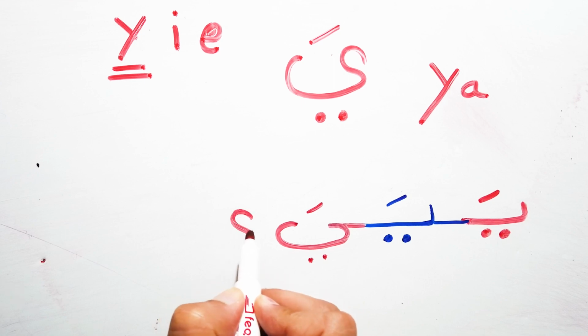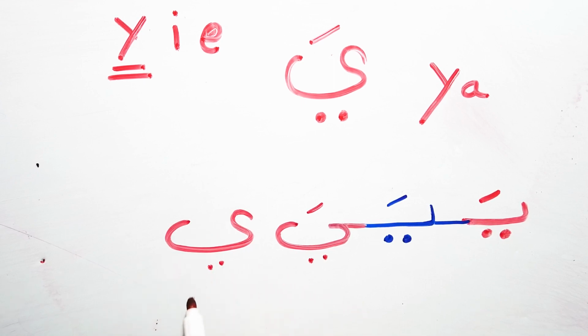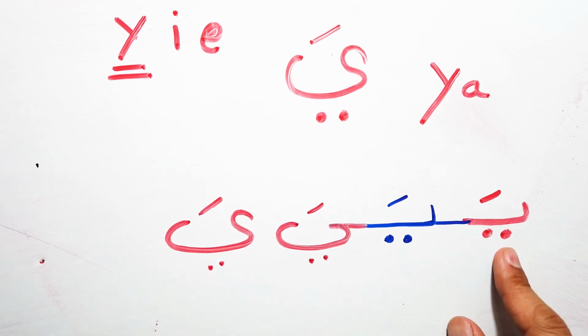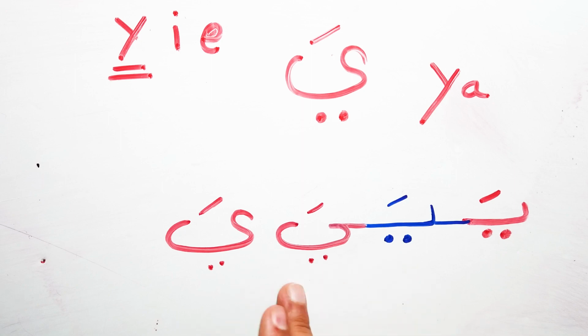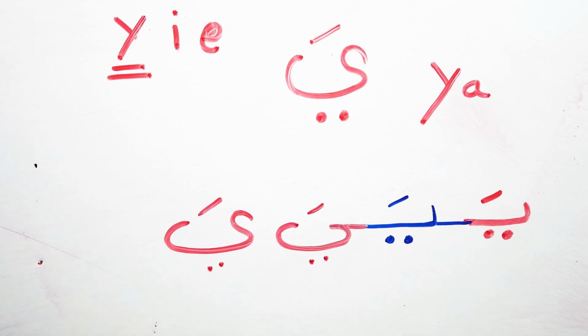And ya at the end of the word can be like this as well when it is out of the word. So now we have the shape of ya in the beginning of the word, ya in the middle of the word, ya in the end of the word. It can be like this when the previous letter is a normal letter, or like this when the previous letter is a refusal letter. So now let's play a game.